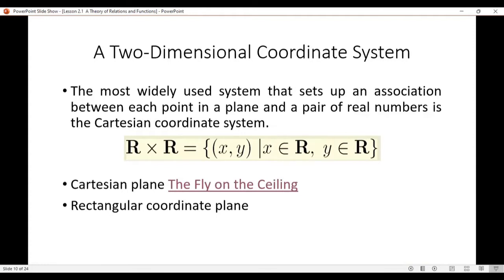The most widely used system that sets up an association between each point in a plane and a pair of real numbers is what we call the Cartesian coordinate system, and that is R cross R, which is the set of all ordered pairs (x, y) such that x is an element of R and y is an element of R. And the history background of the Cartesian plane, the title of which is The Fly on the Ceiling, or what we now call the rectangular coordinate system. This is the origin of the Cartesian plane. So let us look at the history of this Cartesian plane.